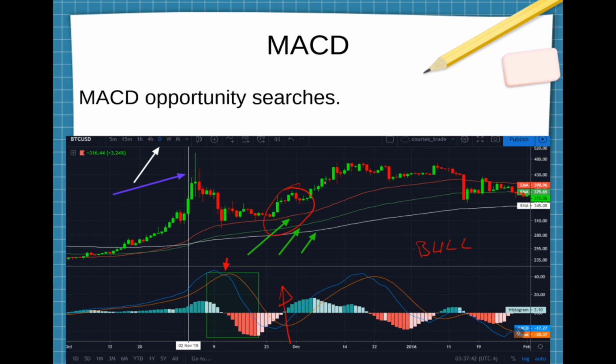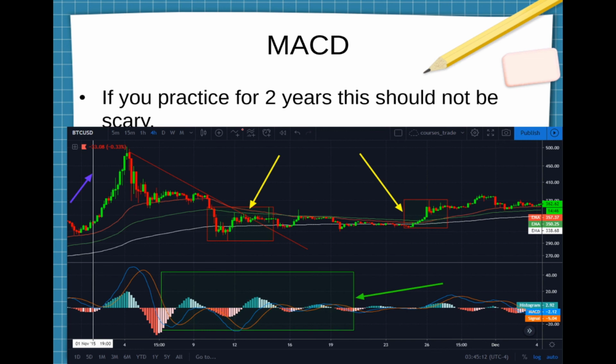1 hour, 4 hour time frame, and that's probably what we're gonna do. You see this? If you practice for 2 years, this should not be scary at all. On the 4 hour time frame, you have a downtrend line. Now this is what I mean by the time frame in which you take action.